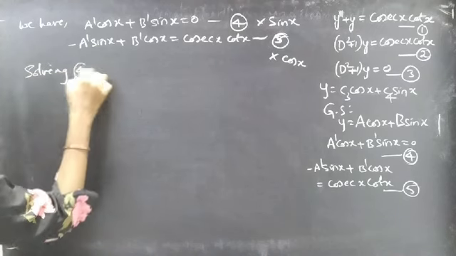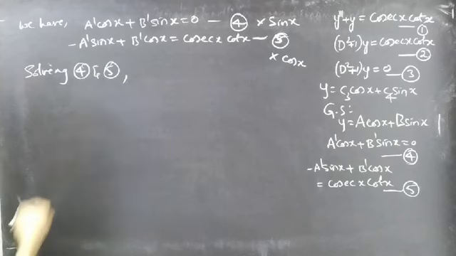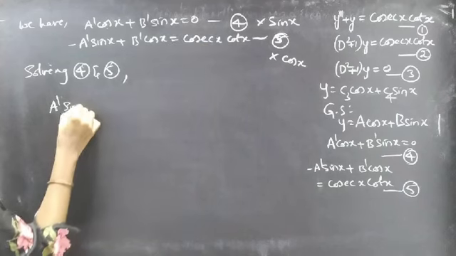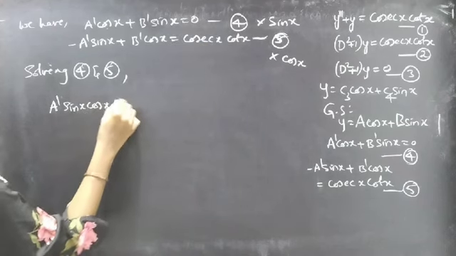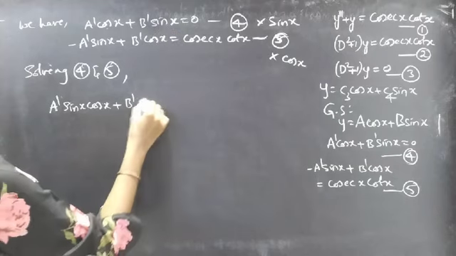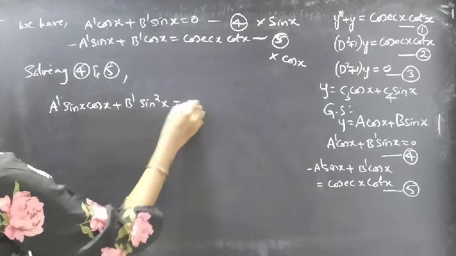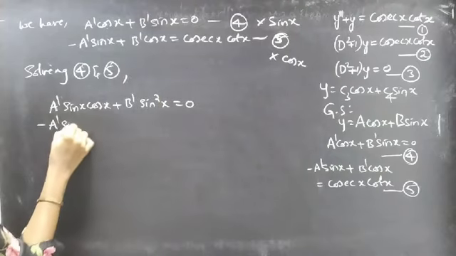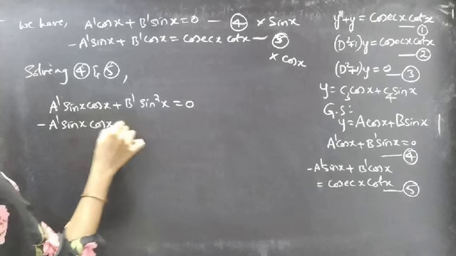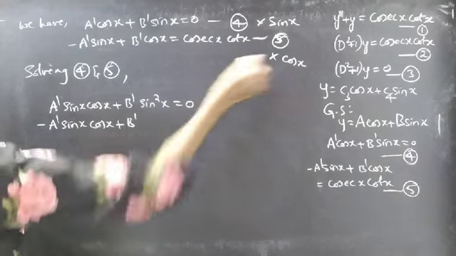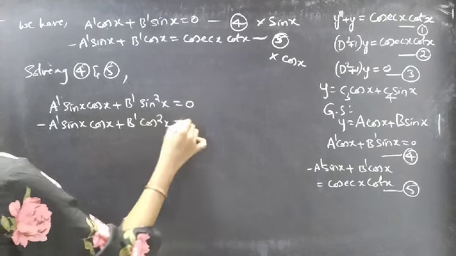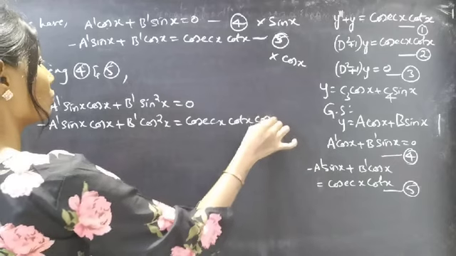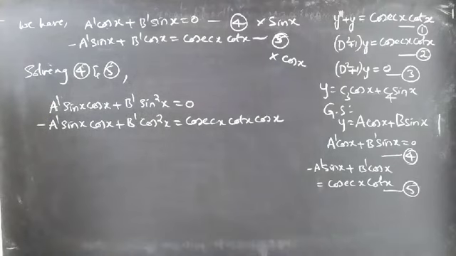Now solving equations 4 and 5. A dash cos x into sin x, that is a dash sin x cos x, plus b dash sin x into sin x is sin square x, equal to 0. Now multiply the other equation with cos x, we'll get minus a dash sin x cos x plus b dash cos x into cos x is cos square x, equal to cosecant x cot x into cos x, right?